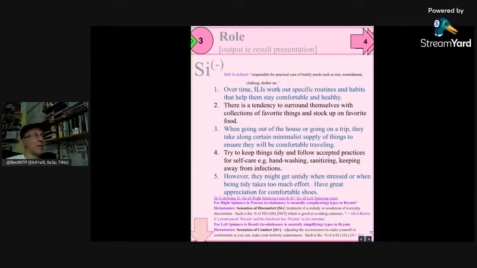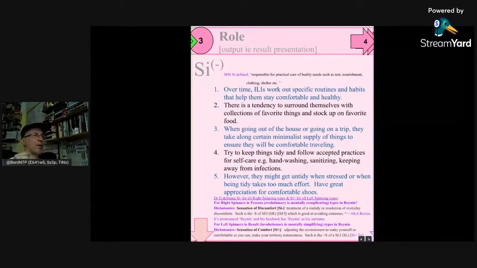INTJ does not care about accepted practices. INTJ will do what it thinks is right. Hand washing sometimes gives me away. However, they might get untidy when stressed, or when being tidy takes too much effort or there's no payoff to it.